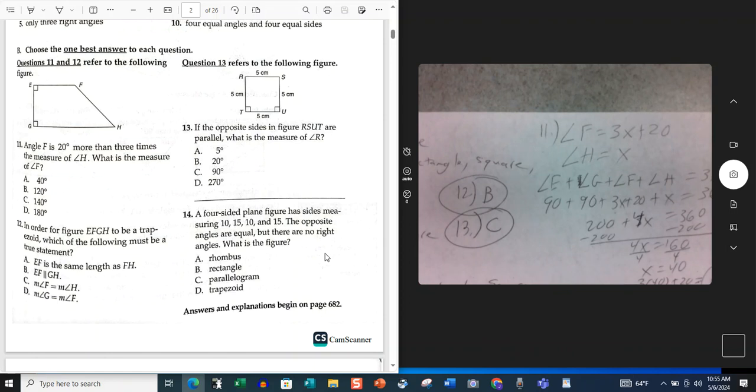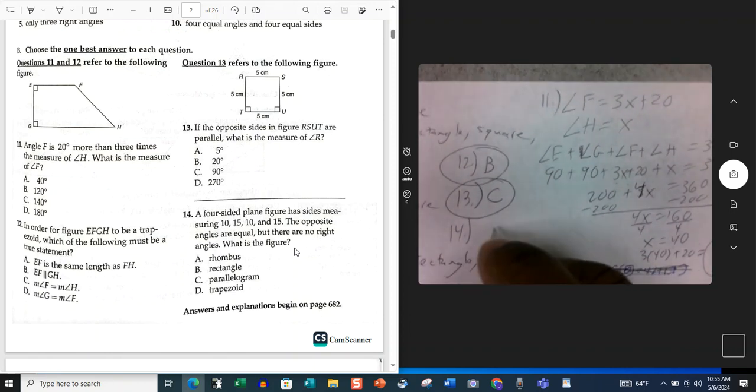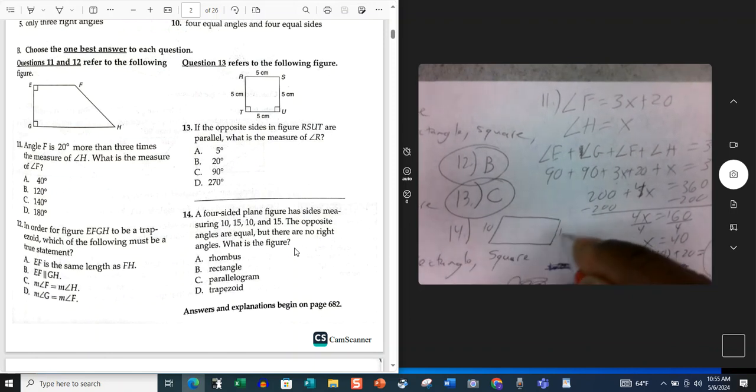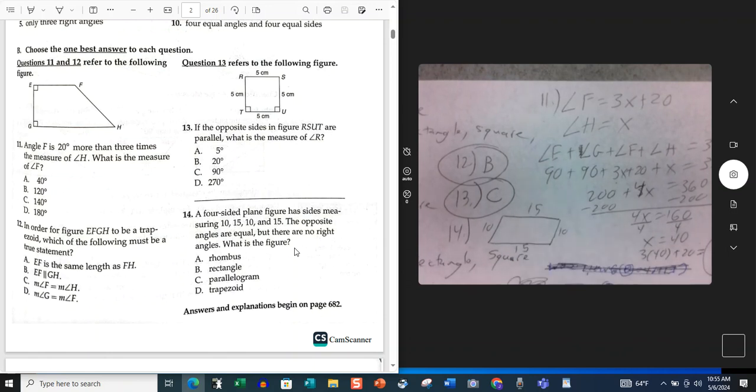Now 14. A four-sided plane figure has sides measuring 10, 15, 10, and 15. The opposite angles are equal, but there are no right angles. What is the figure? Okay, now, let's take a look here. There are no right angles and the opposite sides are equal, or opposite angles. So if the opposite angles are equal, that means the opposite sides are equal. So that means this would be 10, 10, this would be 15, and 15. This is the figure. So they're saying the opposite angles are equal to each other.